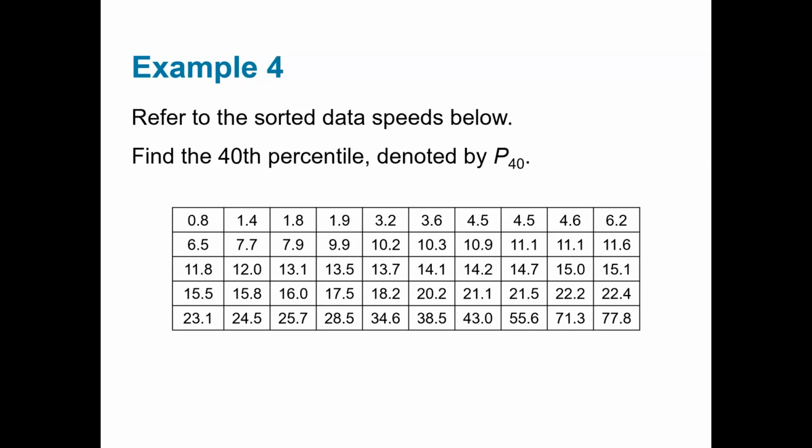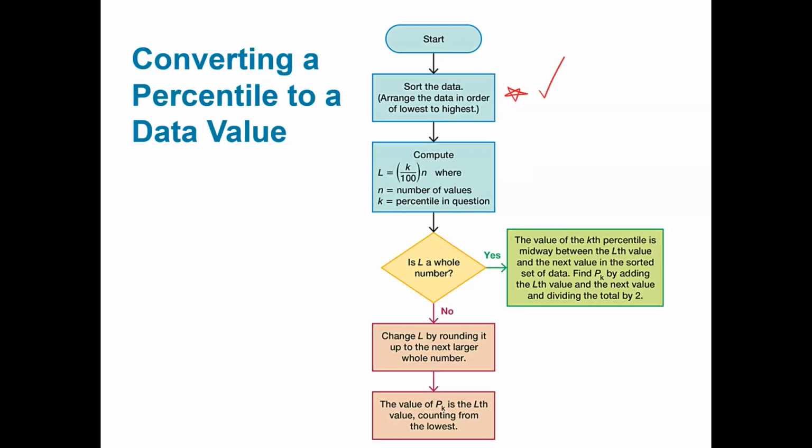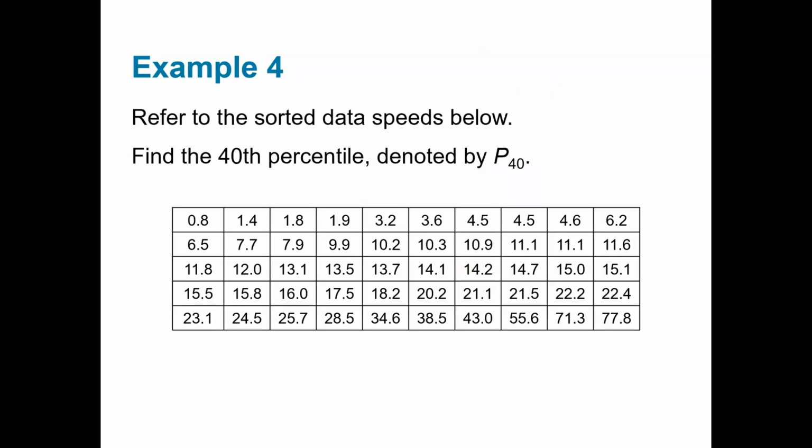So you're like, duh, Molly, we just did this. I know what the 40th percentile is, but we're going to go backwards, okay? So the data is already in order. And now we're going to use this formula to compute. And again, n is the number of values and k is the percentile in question. So let's take a peek here. So we're looking for L. And to find L, that's k over 100 times n. And k is the percentile being used. And n is the total number of values.